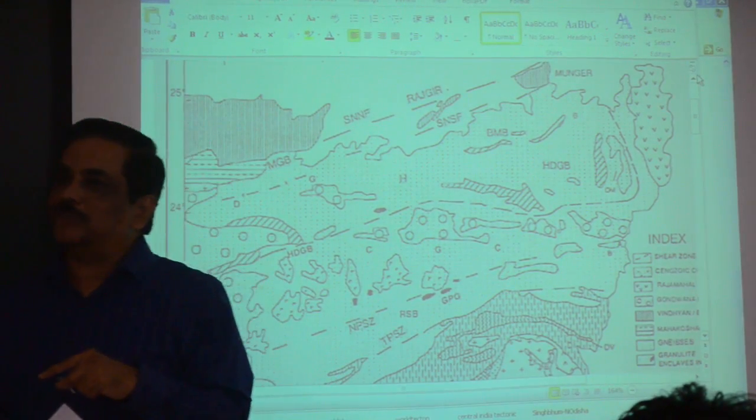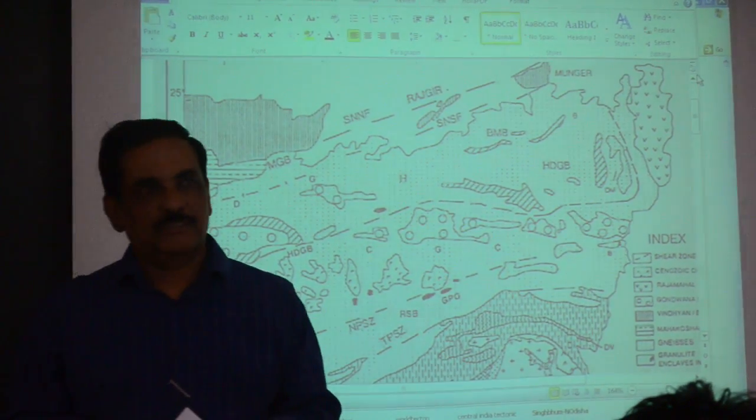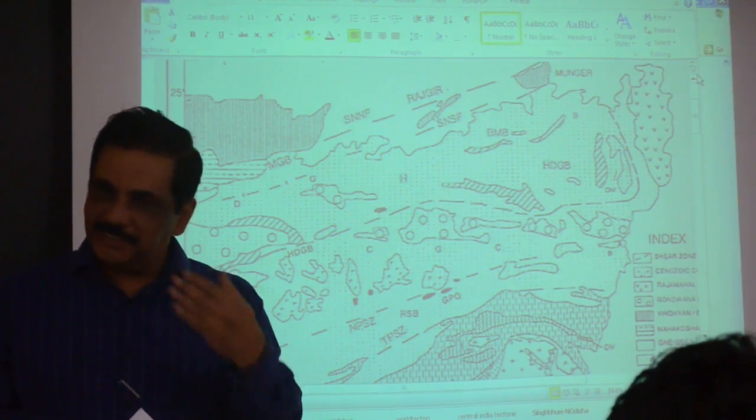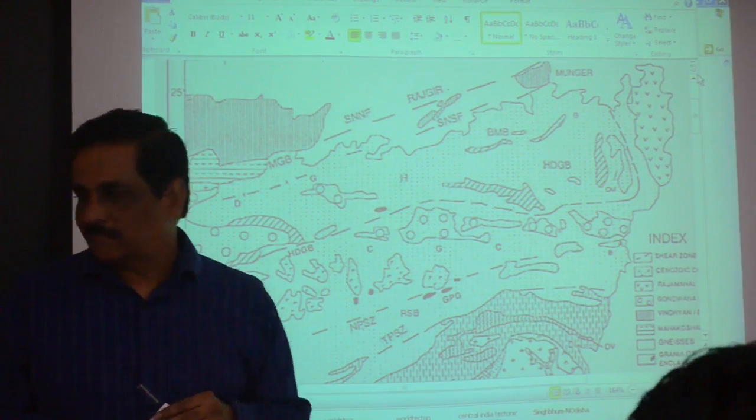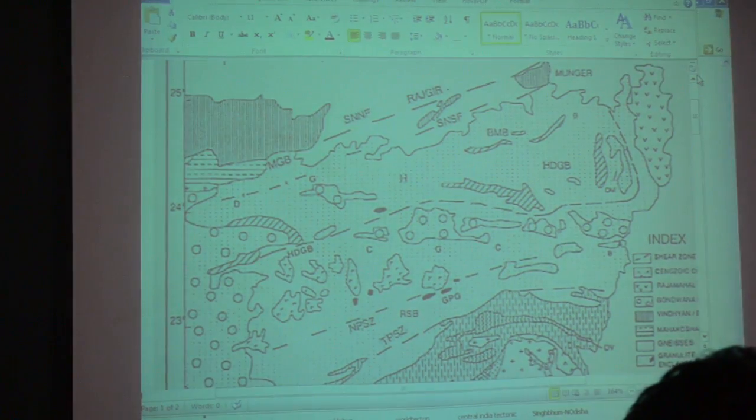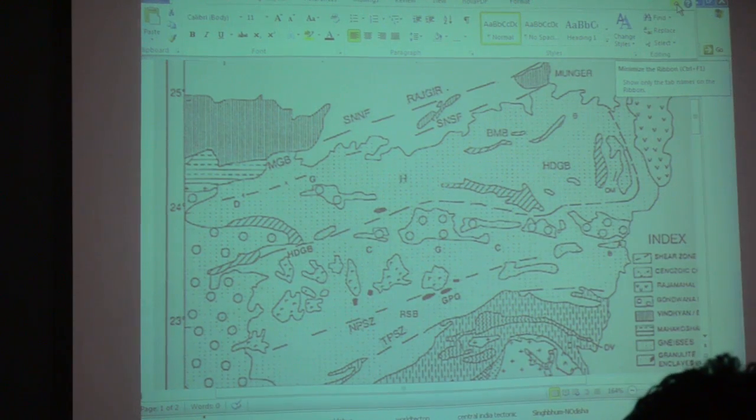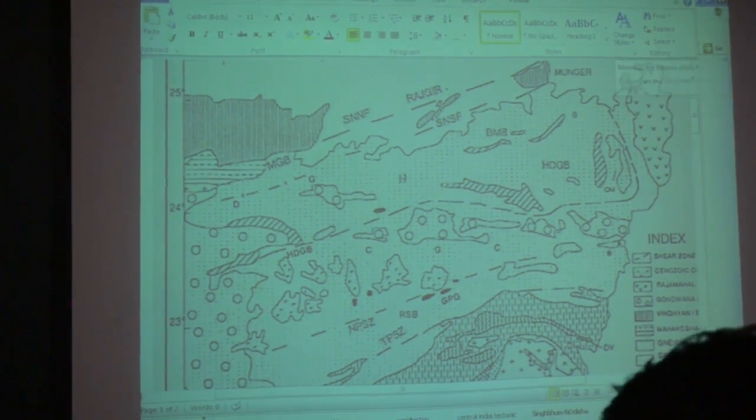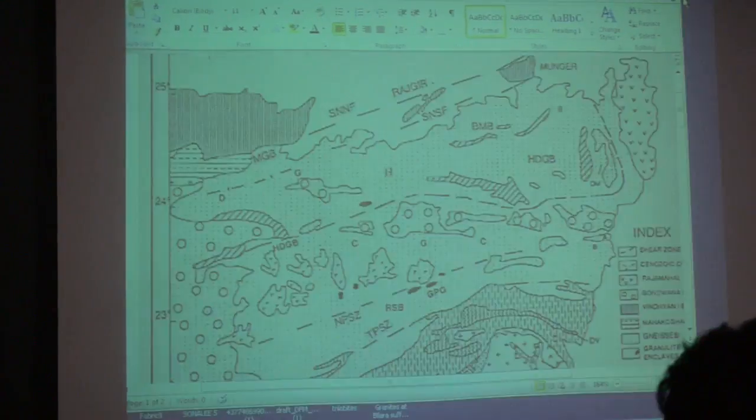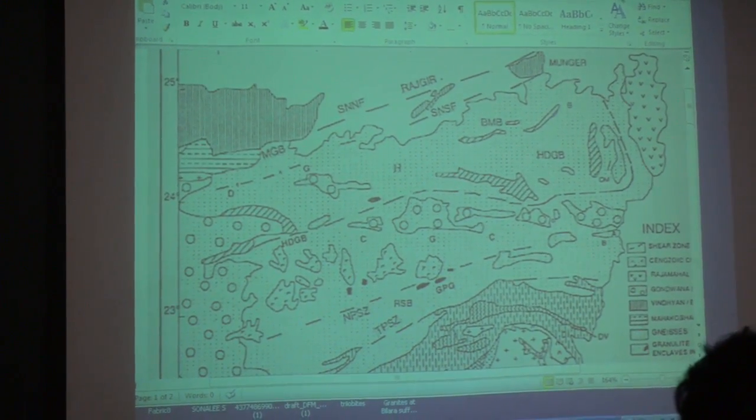Sometimes the Singhbhum craton is known as the North Odisha craton, because 50% of Odisha is a craton. I will draw this map now, because you are now a little acquainted with these things. Then we can see it on the blackboard. Just follow my hand.